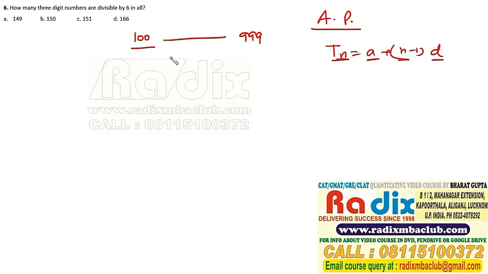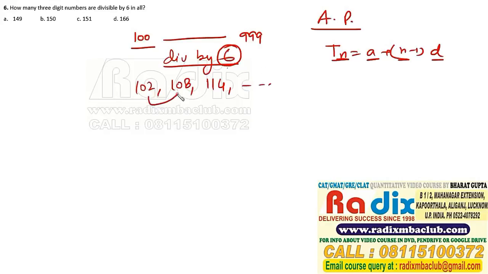If we have to calculate numbers divisible by 6, every number increases by 6. See, the first number would be 102, next would be 108, then 114. So in this case every number increases by 6, so d would be 6. The important part is this: if we calculate divisible by 6, d would be 6. Now the first term a would be 102, and we have to calculate the last term.